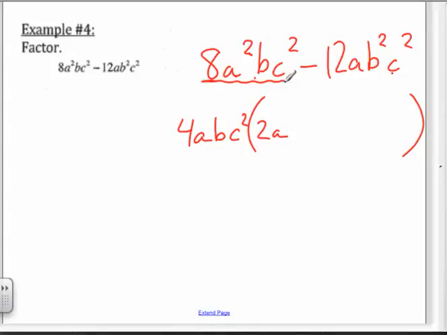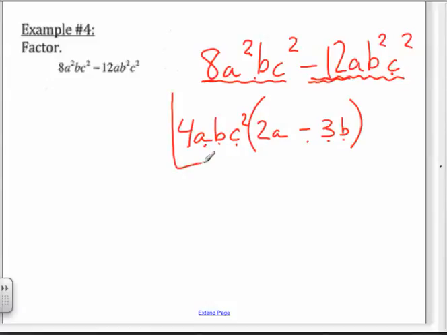Then 4 times what gives me negative 12? 4 times negative 3. A times what gives me a? Well, just times 1, but I don't want to write that in there. I don't need it. B times what gives me b squared? B. And then c squared times what gives me c squared? Well, just times 1, but I don't want to write that in there. So now I'm done. Because 4abc squared times negative 3b gives me negative 12ab squared c squared. So this is my answer.